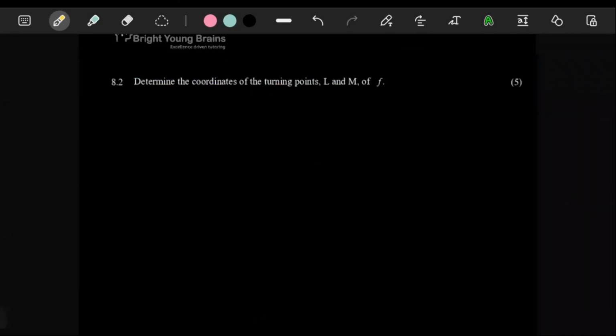So 8.2 says we should determine the coordinates of the turning points, which are L and M on f, right? If you're going to determine the coordinates of L and M, those are just the turning points. If we're going to get the turning points of our graph, we already have the equation anyways. So whether or not a person got the first one right, it doesn't matter, because to get the turning points, you can just make use of the equation.